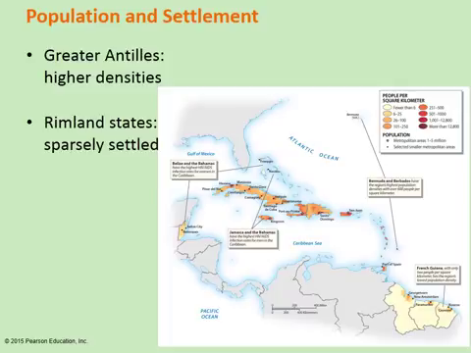This is the map from page 206 in your textbook. The Greater Antilles, as was noted before, have the larger populations, while the rimland states, those mainland countries, the four of them, are less densely populated. In fact, 85% of the Caribbean's population is located on the four islands of the Greater Antilles.